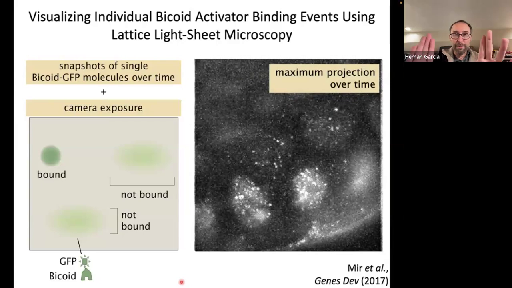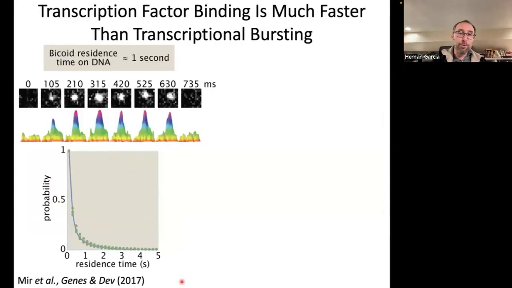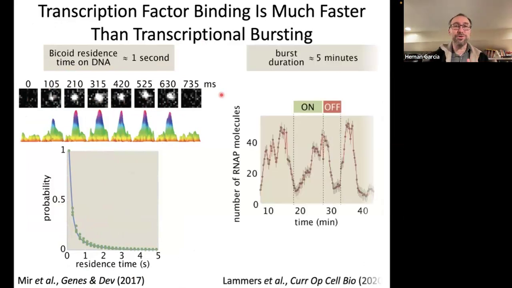You can even do a maximum time projection to see where all the binding events took place, and we're going to go back to this in a little bit. But what we can do is look at an individual binding event and measure how long the protein stays on the DNA. You can draw a distribution, and what we see is that on average, you don't stay on the DNA for more than 1 second. And this is in stark contrast to the bursting dynamics that we measure that are on the order of 5 minutes.